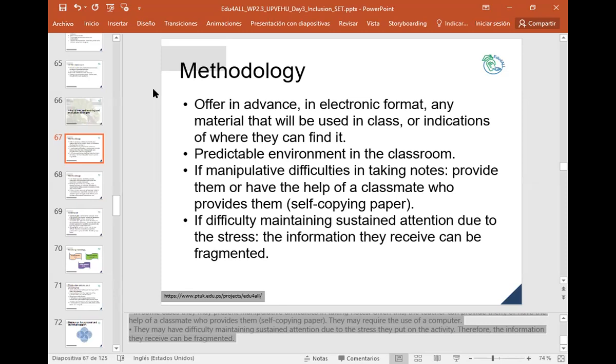In some cases they may present manipulative difficulties in taking notes. Given this, the teacher can provide them, or have the help of a classmate who provides them, self-copying paper. They may require the use of a computer. They may have difficulty maintaining sustained attention due to the stress they put on the activity. Therefore, the information they receive can be fragmented.